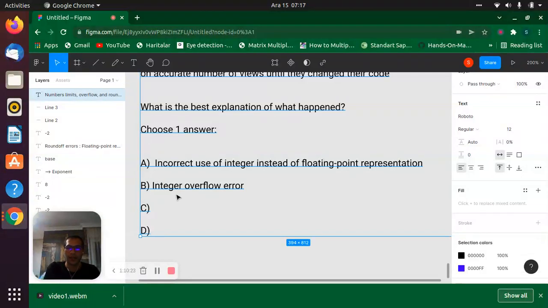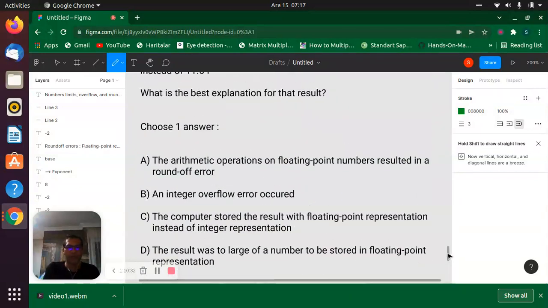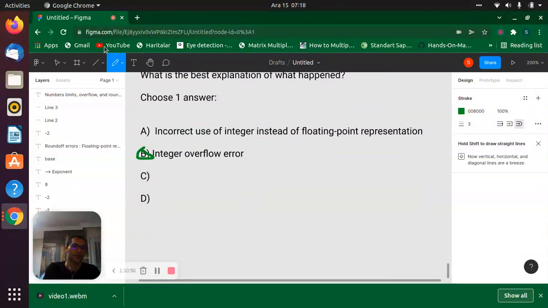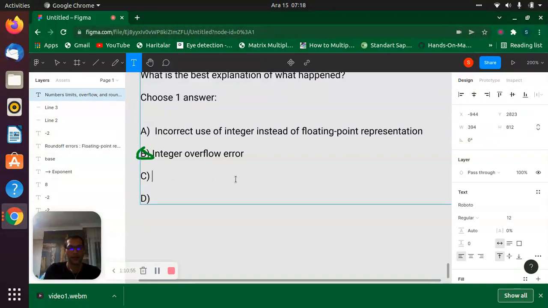I will come here and select this one as true. Maybe I can go up. Which one is the true answer? I think yes, this one is A, the correct answer here. Oh no, this one is true. It's okay. Let's come down. B is true. I told you, integer, the overflow error.